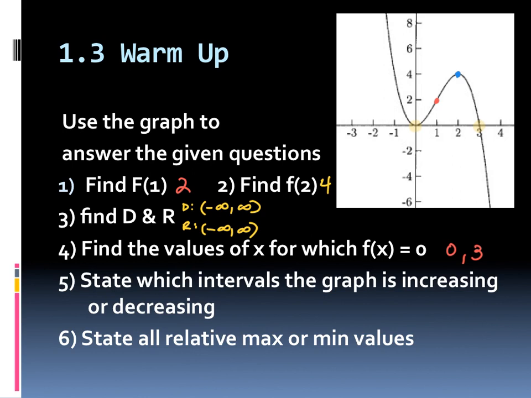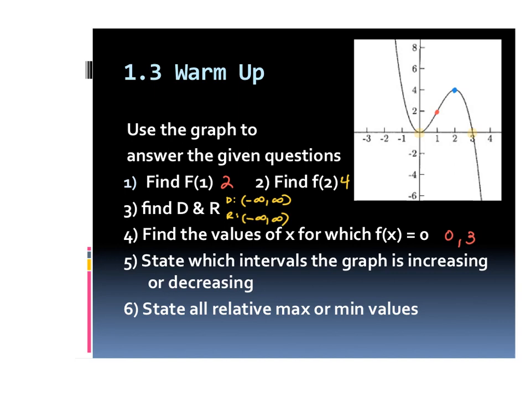Number 5 says state which intervals the graph is increasing or decreasing. So this is kind of where we left off yesterday. We didn't get a chance to work through an example of it. If I'm going from here to here in a downward motion, that part of the graph is doing what? Decreasing. Okay, so how do I reference that part of the graph? Negative infinity, good, up to 0. So it's the x values for which it is decreasing, negative infinity to 0.